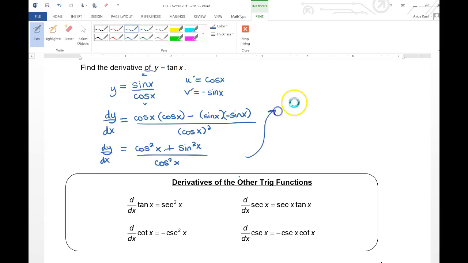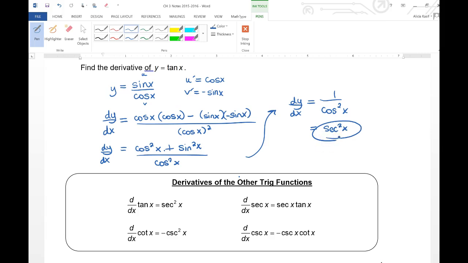And so what's that give us? 1 over cosine squared. And we just talked about also the reciprocal functions. 1 over cosine is secant. So we get secant squared x.